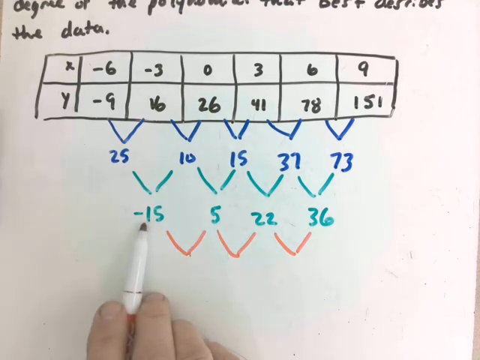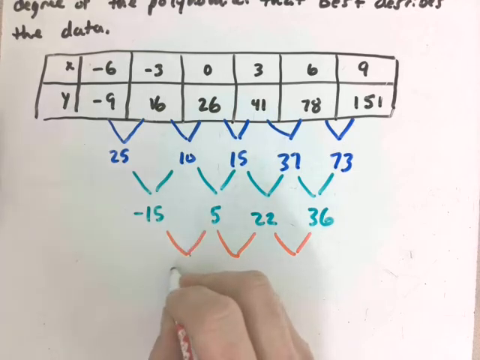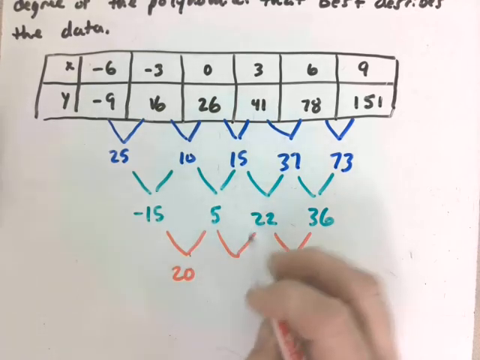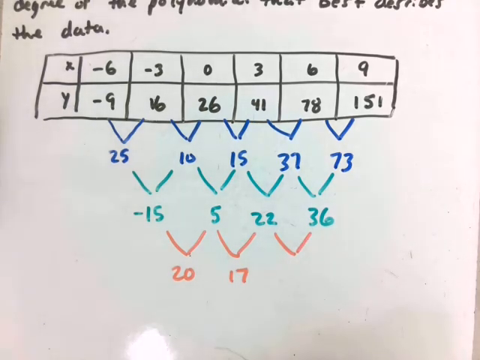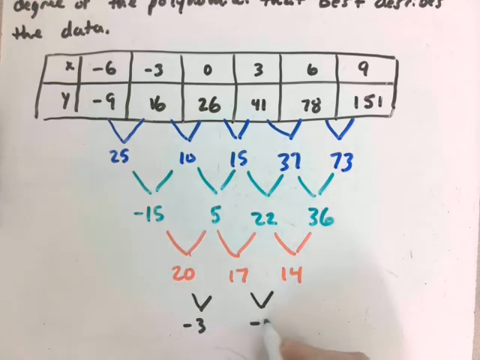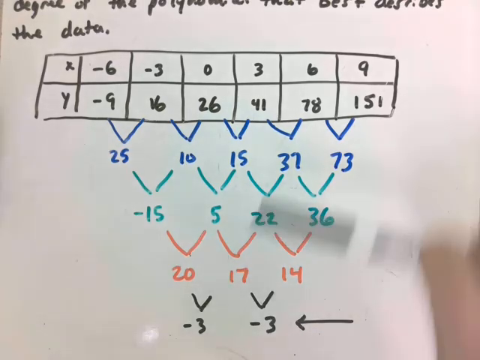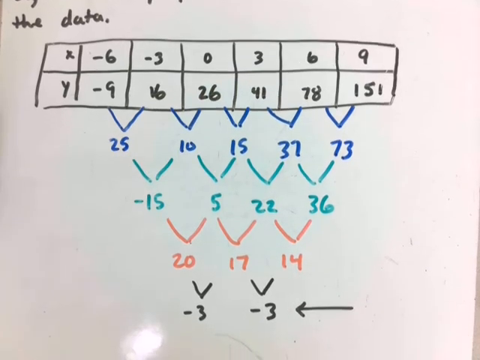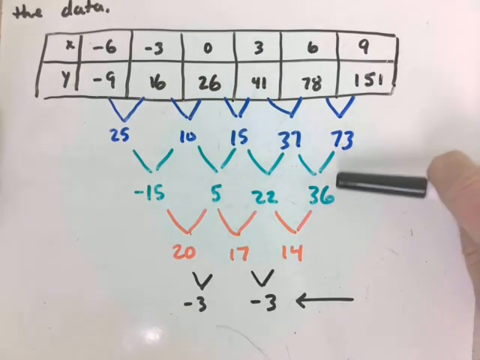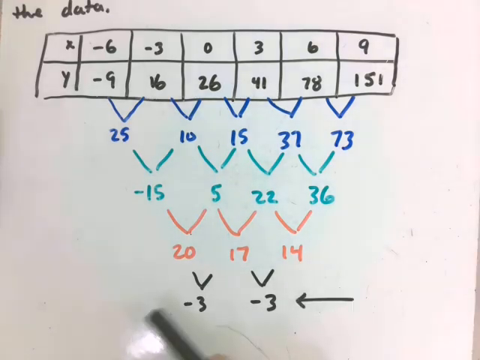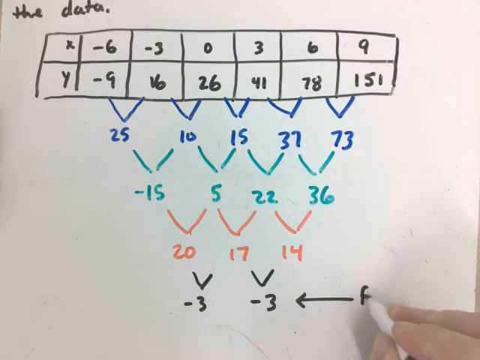5 minus a negative 15 would be the same as 5 plus 15, which would give me 20. 22 minus 5 is 17. And 36 minus 22 is 14. Those are pretty close together, but if we do one more difference, 17 minus 20 is negative 3. 14 minus 17 is negative 3. This row right here, that is the best row. If you were to compare all of those, this is the one where the numbers are closest together. So we have our first differences, our second differences, third differences, and fourth differences. Our fourth differences are the row that is the best.